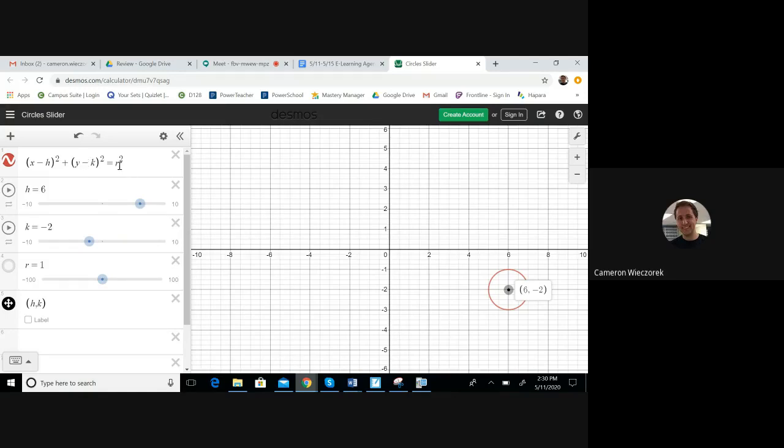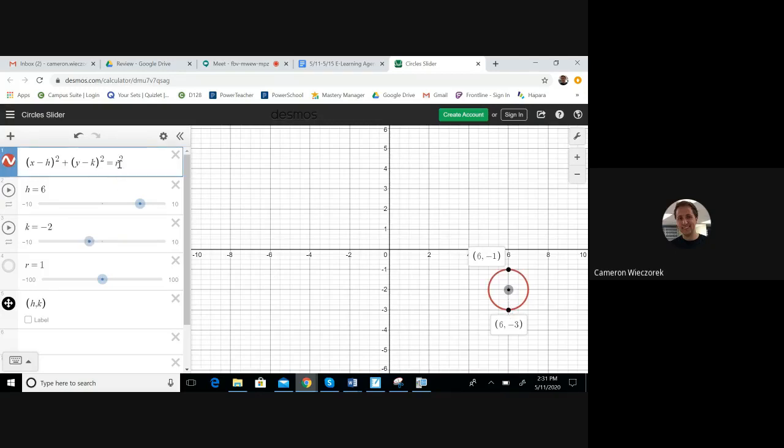And the letter R, you could probably guess, stands for the radius. Right now I have it set to 1. If you click on the top of the circle, the left of the circle, oh, does it let you do it? Maybe the left, it doesn't work. At least the top and bottom, you can count from 6, -2 to 6, -1 is a 1 unit distance, and from 6, -2 to 6, -3 is a 1 unit distance. So that radius is 1.